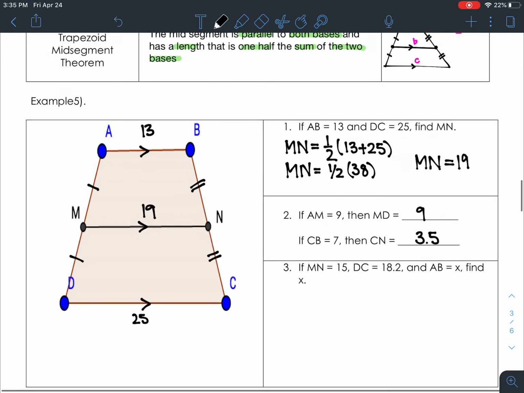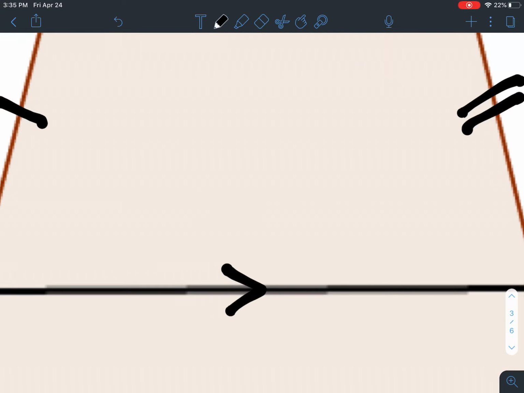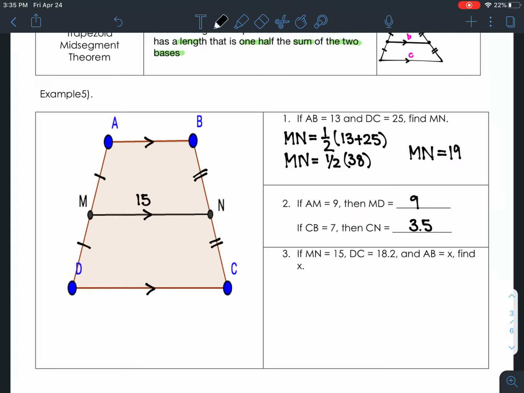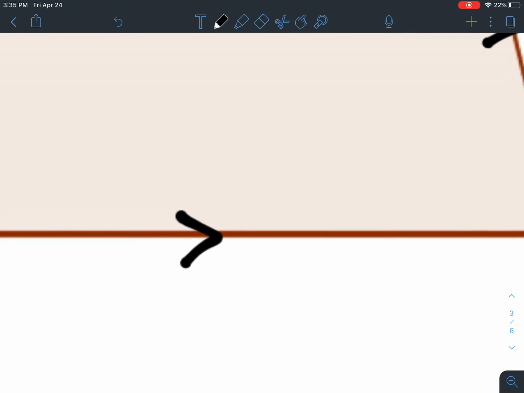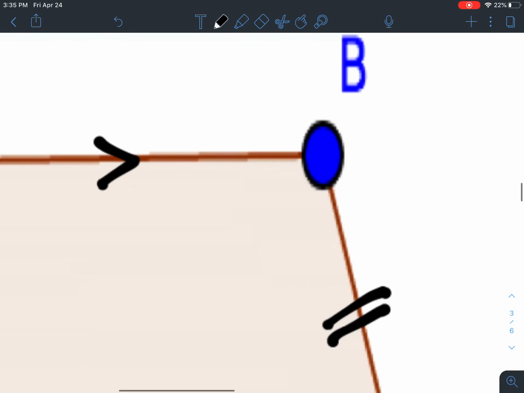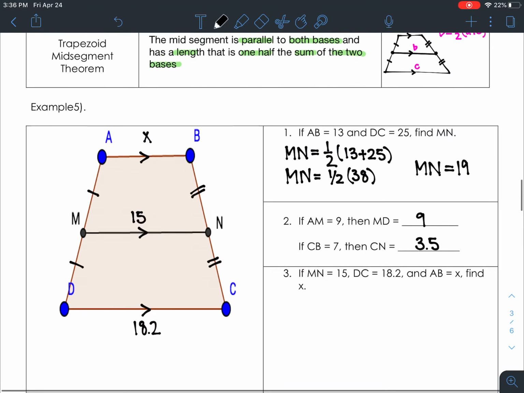Okay, nice and easy. All right, let's try the next one. So this time, we're now given that MN is 15. DC is 18.2. And this time we're trying to find AB, which is x. But we're just going to set it up the same way.